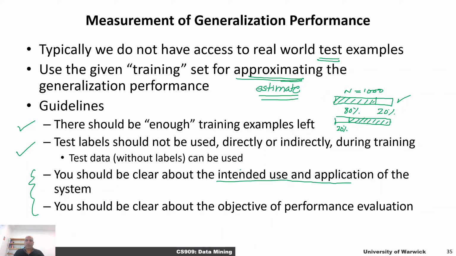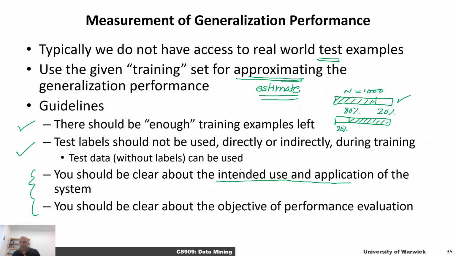You should also be clear about the objectives of your performance evaluation. If your objective is to analyze the impact of hyperparameter settings on the classifier, then the only thing that you should change while evaluating the generalization performance are the hyperparameter settings of the classifier. So you test a classifier with one setting of the hyperparameter, then you change those settings and evaluate the performance over the same test set. And then you would get an idea of which of the two settings is better.